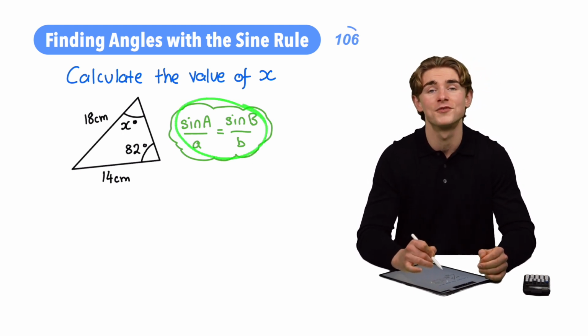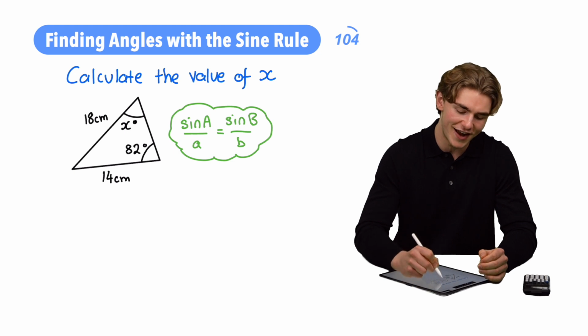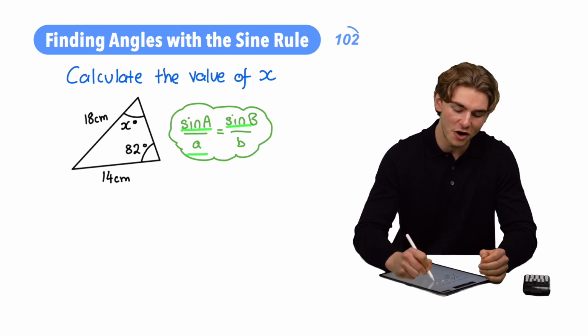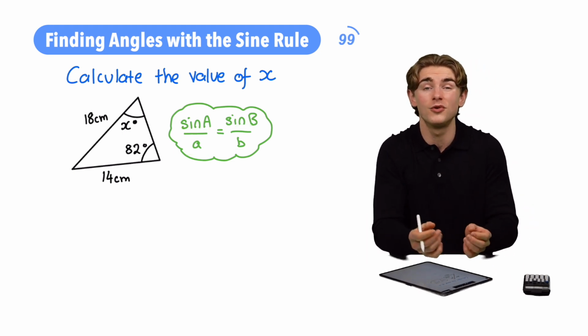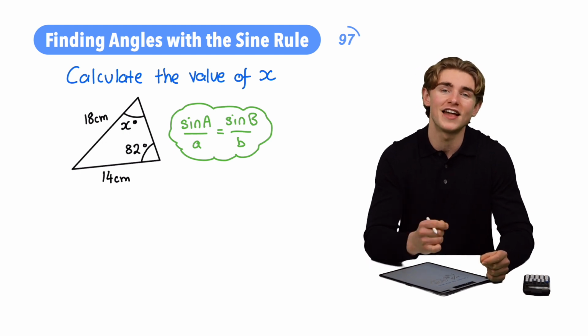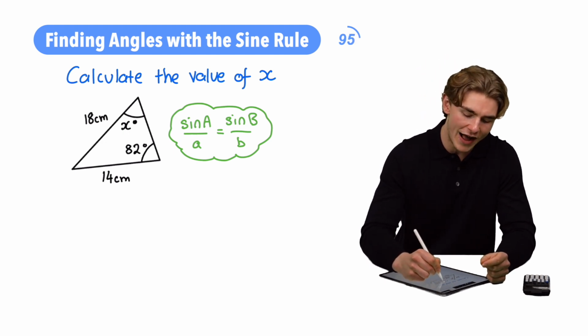And which version of the sine rule are we going to be using? We're going to use sine A over a equals sine B over b. We could use the other one if we want to, but this one's just going to be easier. It's going to be less working out because it already has our angle on the top.